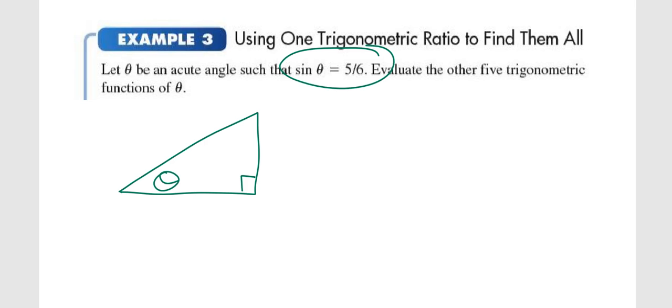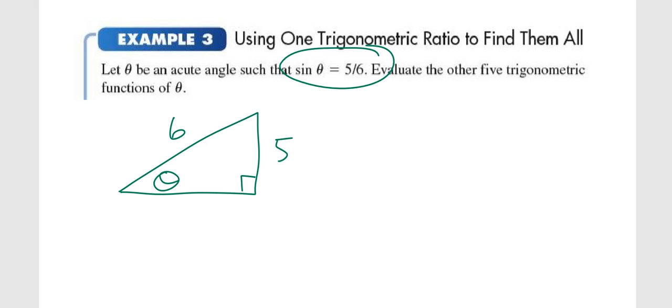Where's the 5 go? Opposite. Where does the 6 go? Hypotenuse. Find the remaining side quickly, please. Find the remaining side. How should we do that? Knowing 2 sides of a right triangle, how do we find the remaining side?